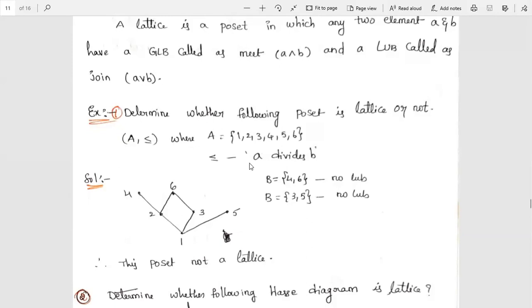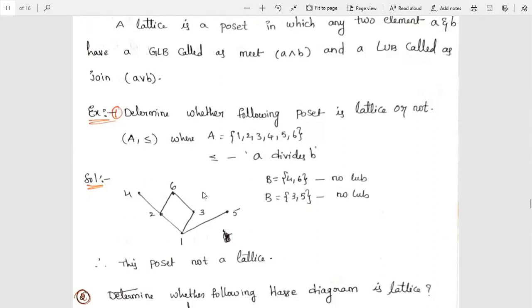Then we find the greatest lower bound and least upper bound. So first we draw the Hasse diagram. First we go for the least element, 1. We take 1 and the pair 2. The relation is 1 divides 2. Yes, 1 divides 2, so we connect 1 to 2.